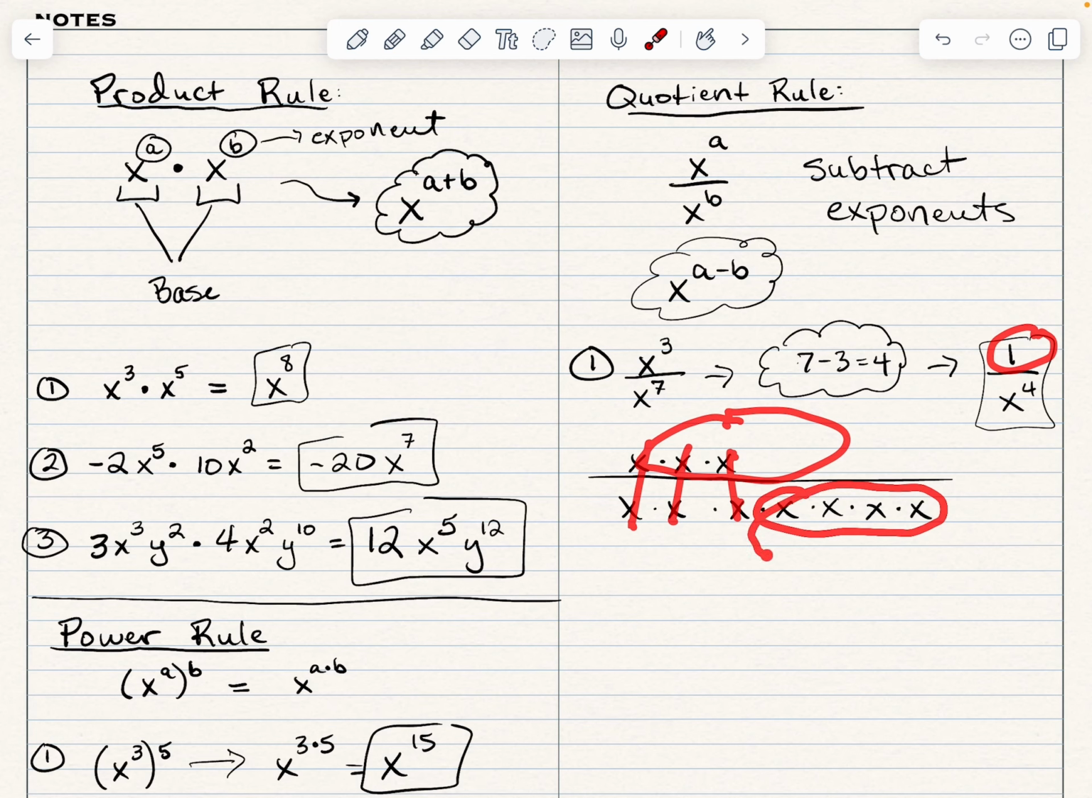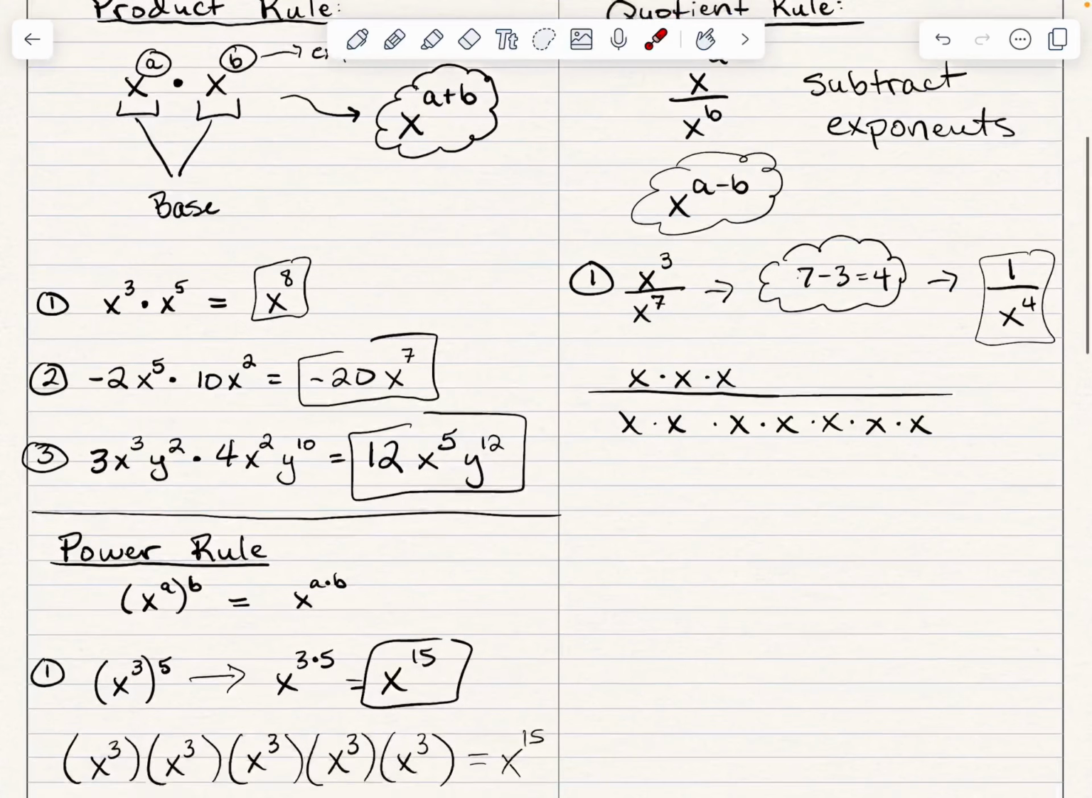And then look what's left in the bottom. We have x times x times x times x, and that's listed 4 times. Well, the easier way to write that is just x to the 4th. And so instead of writing out all of this every single time we have a quotient rule problem, we notice that some things cancel out. That's just like subtracting the exponents, and we're left with the ones left over. And the ones left over is going to be the one that has the bigger amount or the larger number as the exponent.